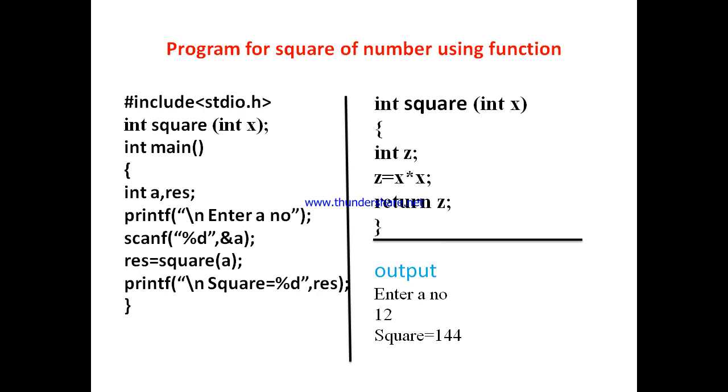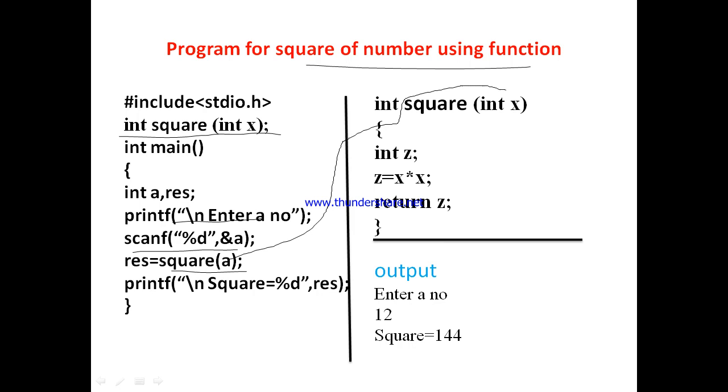Now in the same way we will see another program. This program is for performing the square of a number using a function. Here we have declared the function int square(int x) because we have just one number. Now here printf("enter a number"), scanf("%d", &a). So the number is stored in a. Here square(a), we have called the square function.